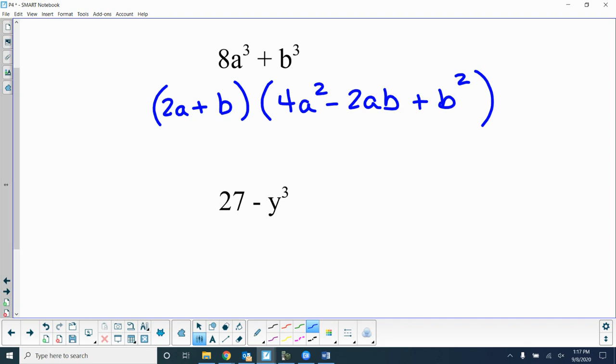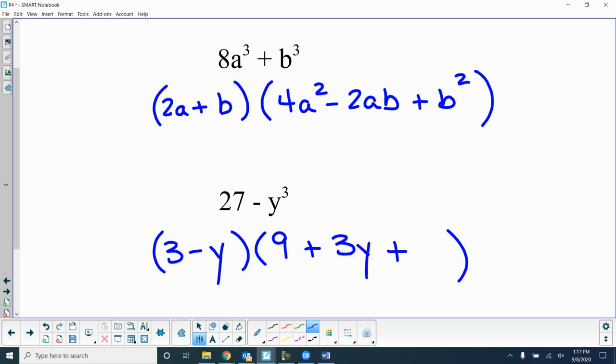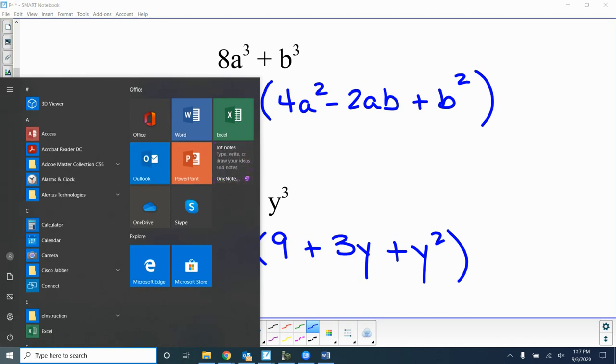Okay, this is also one. 27 is a perfect cube. The cube root of 27 is 3. That's the symbol. Cube root of y cubed is y. Real easy to get that. First term, square it. 3 times 3, 9. That's a minus, so the middle is a plus. Then multiply. 3 times y, 3y. This is always addition. And you square that. Y times y, y squared, you're done. Simple. Okay?